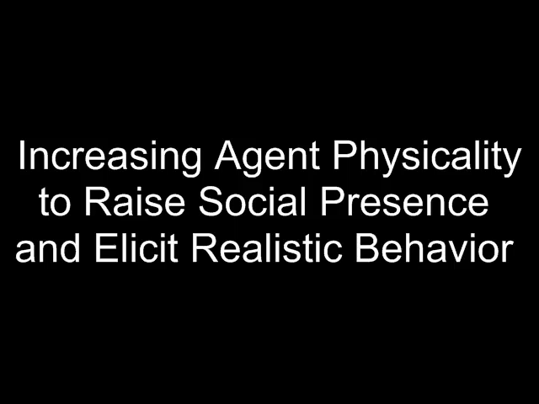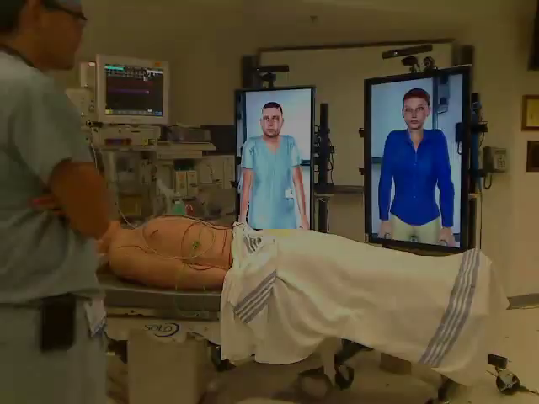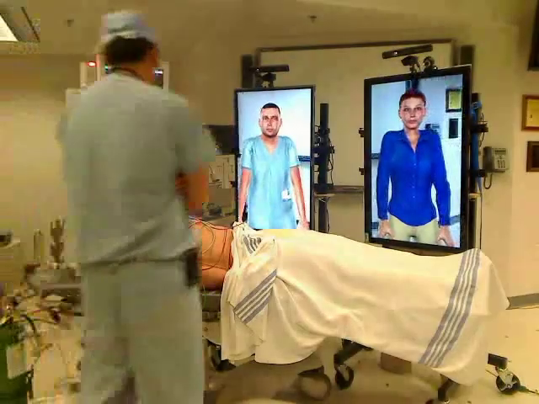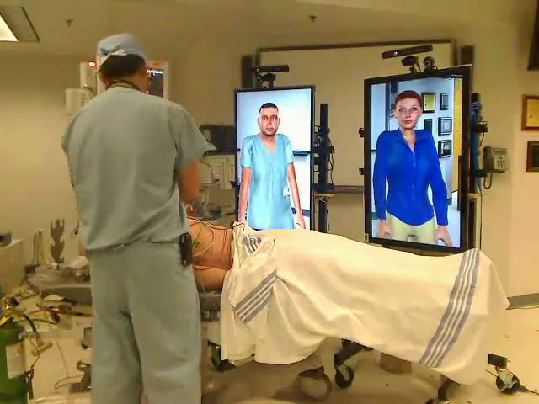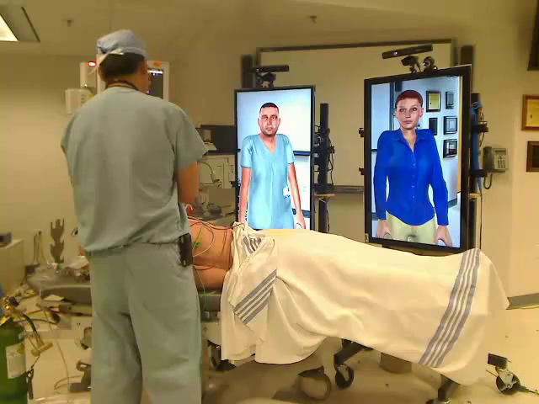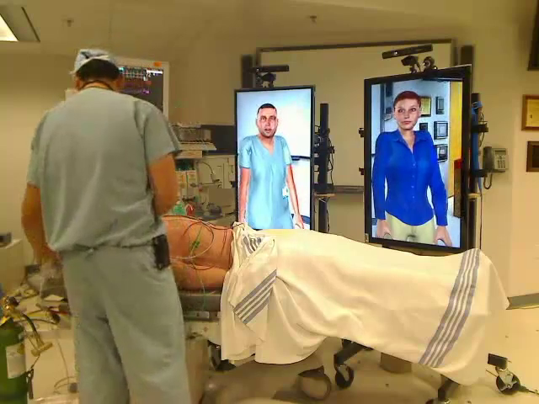This research evaluates the effect of an embodied conversational agent's physicality on social presence. An embodied conversational agent, also referred to as an ECA, is a system represented as a person which conveys information to human users by multiple modalities, such as speech and gesture.